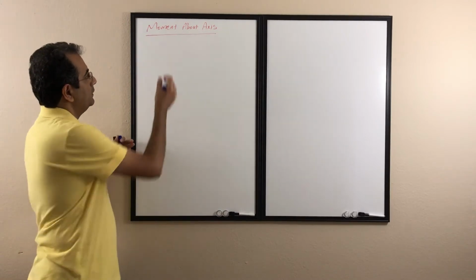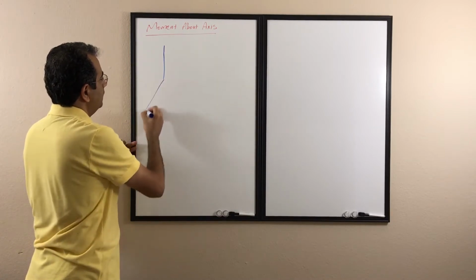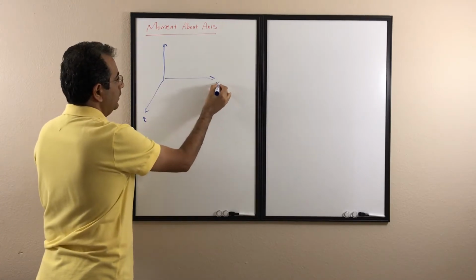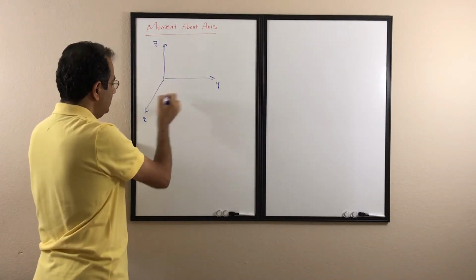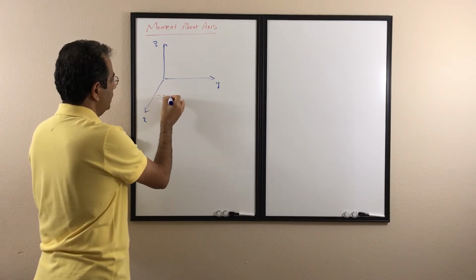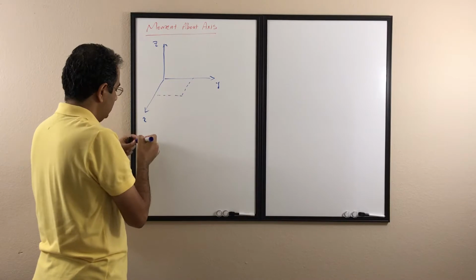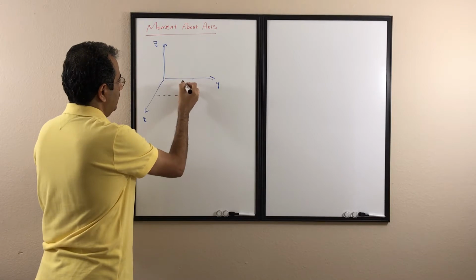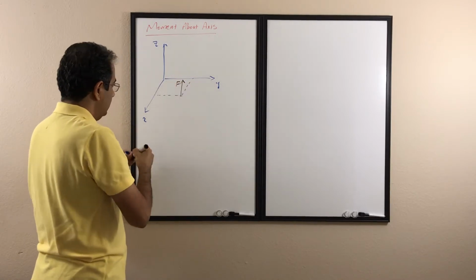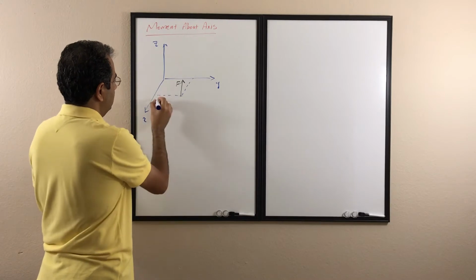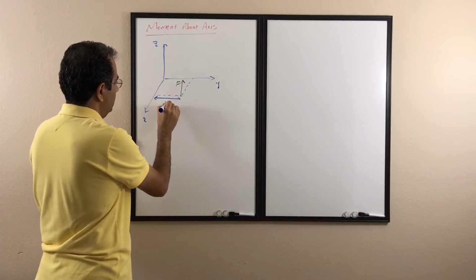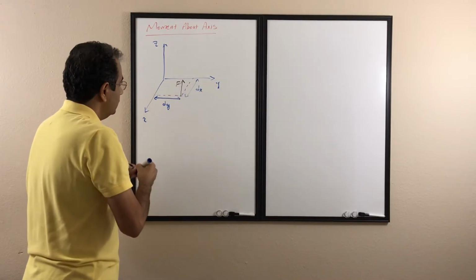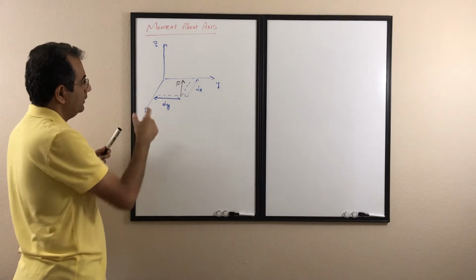So for example, assume I have the x, y, and z axes, and in this format, assume I have a vertical force, that's the F. Then I call this distance D in the y direction, and this distance D in the x direction. So I want to find the moment of the force about any axis.